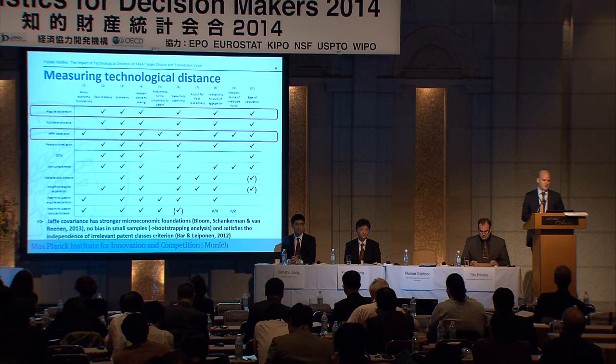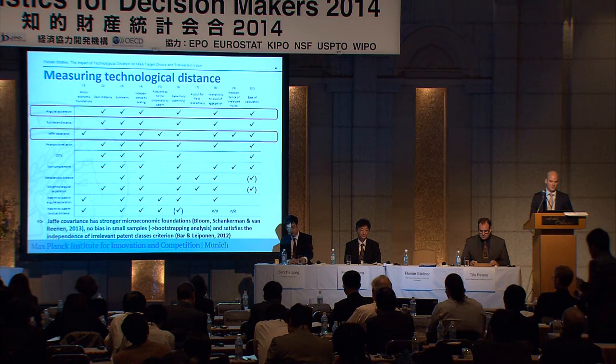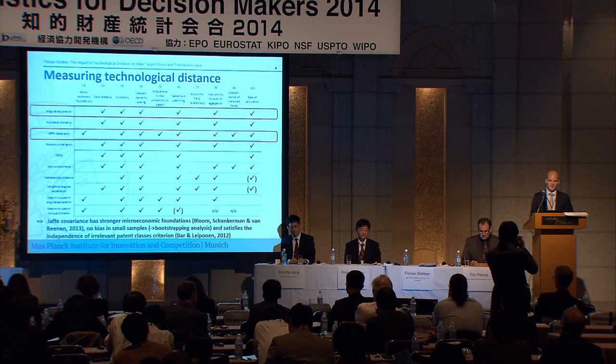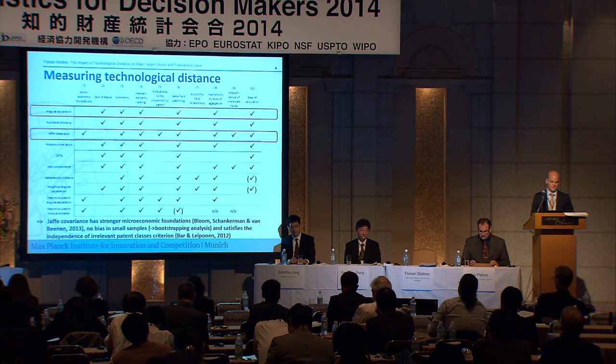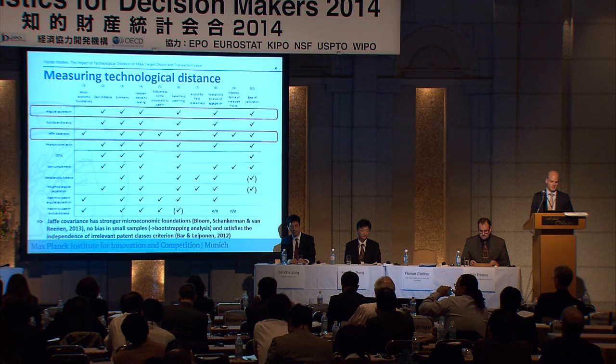And I also use the Jaffe covariance, which has been introduced by Blum, Schankemann, Van Rienen in 2013, predominantly because it was given sound microeconomic foundations, and it also has a few nice statistical properties. So it has no bias in small samples and also satisfies the independence of the relevant patent classes criterion.